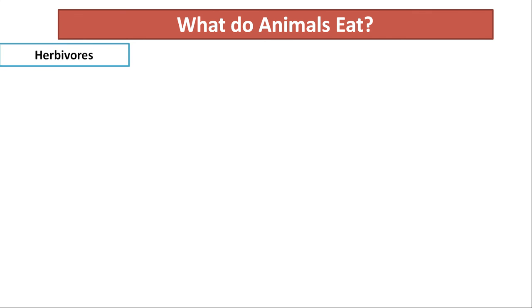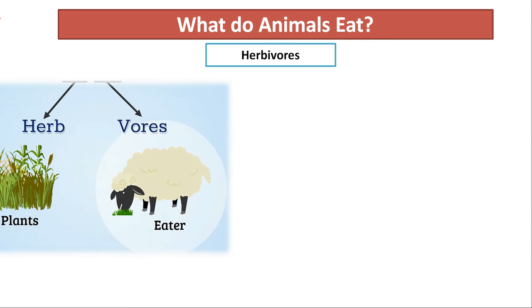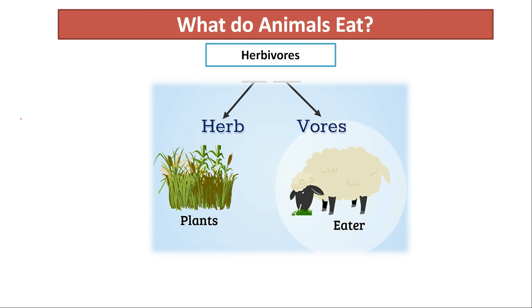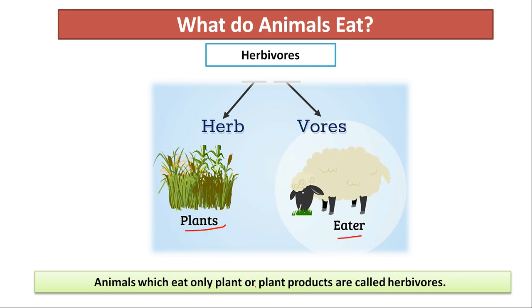The first type of animals are herbivores. The word herbivore means, herb means plants and vores means eater. So those animals who are plant eaters are called herbivores. Animals which eat only plant or plant products are called herbivores.